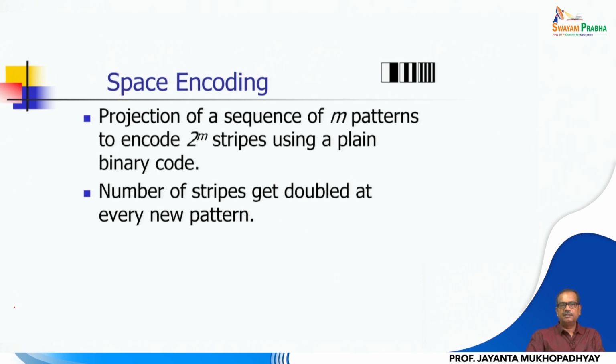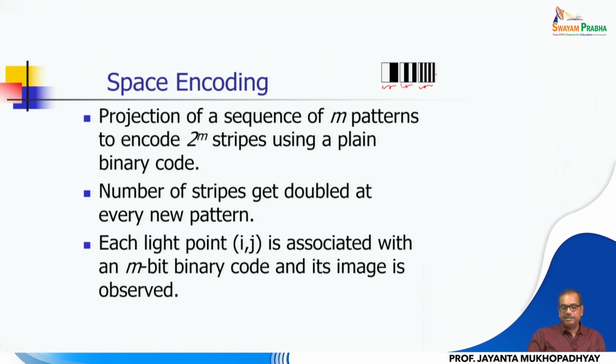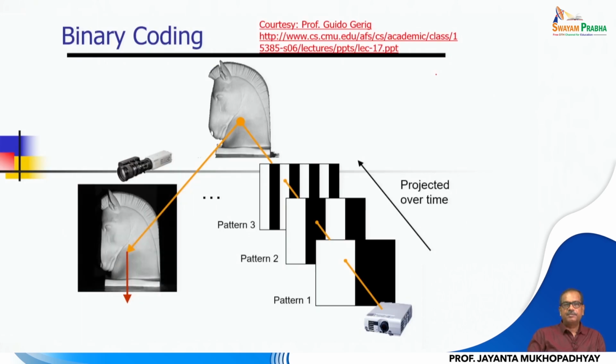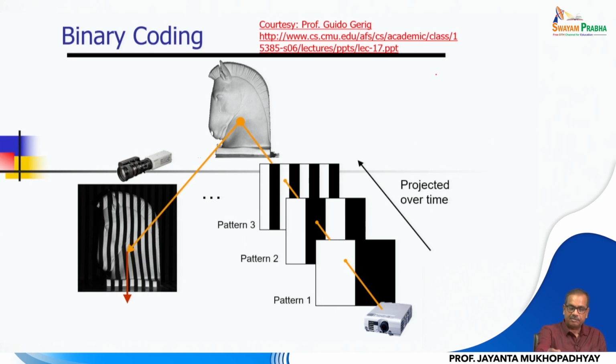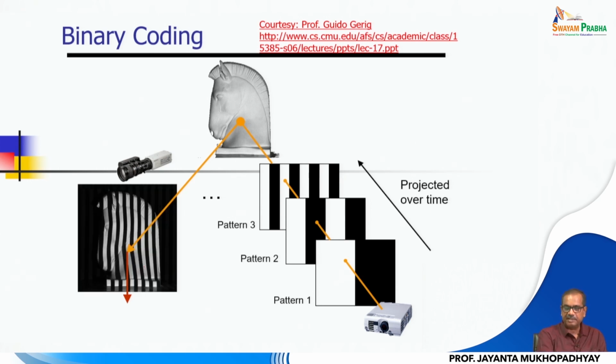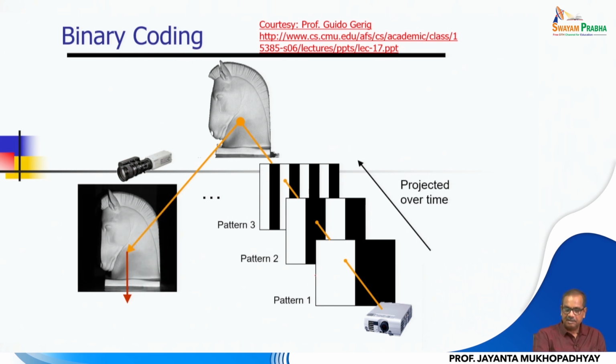So let me elaborate a little more. As you can see, the number of stripes gets doubled at every new pattern. Here it is 2, then 4, then 8. It could also be finer, it could be 16, like this. Each light point is associated with an m-bit binary code, and its image is observed. This is one particular example. As you can see, this is the object, and all these projections are shown with animation repeated in a cyclic pattern.